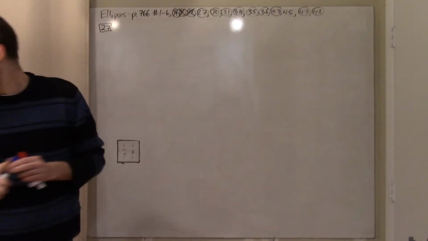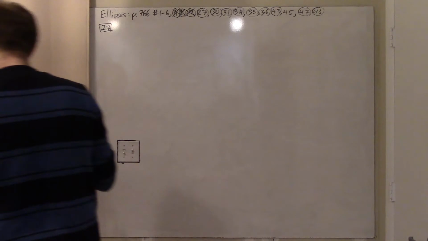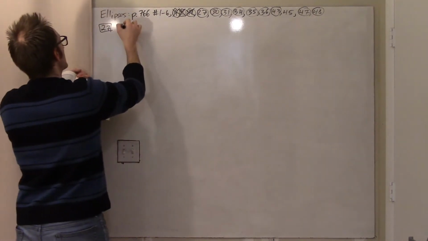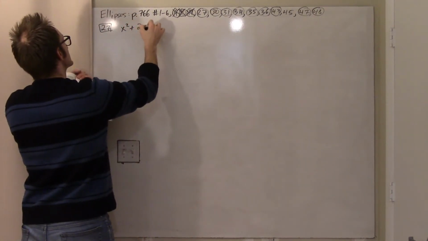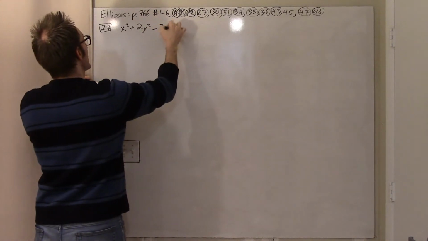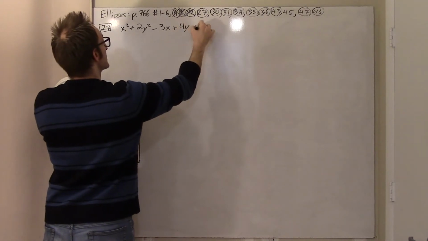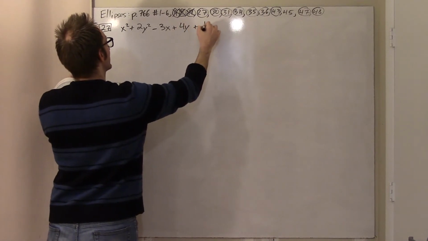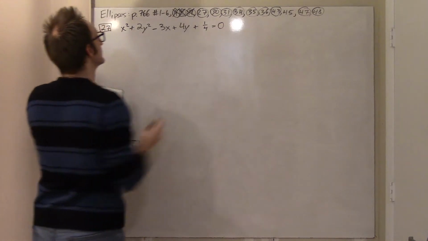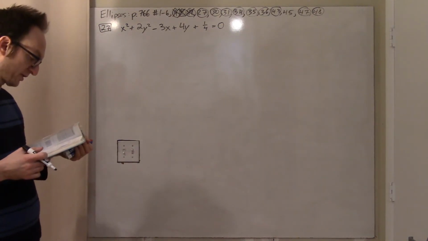27. Let's go. 27. X squared plus 2y squared minus 3x plus 4y plus 0.25. Alright, that is pretty annoying. X squared plus 2y squared minus 3x plus 4y plus a quarter equals 0.